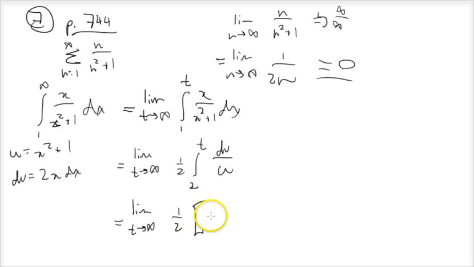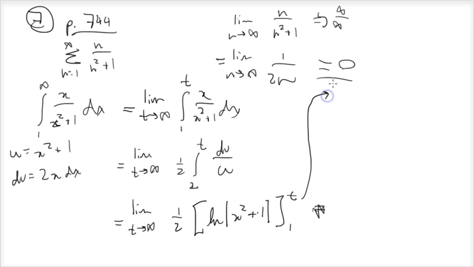du over u, when we integrate that, that's going to be the natural log of u, but I'm just going to plug back in for the u directly. That's going to be the absolute value of x squared plus 1, between 1 and t now that we're back in terms of x. And so when we evaluate this limit, actually, let's just plug in directly. We're going to go in directly and plug in the t.